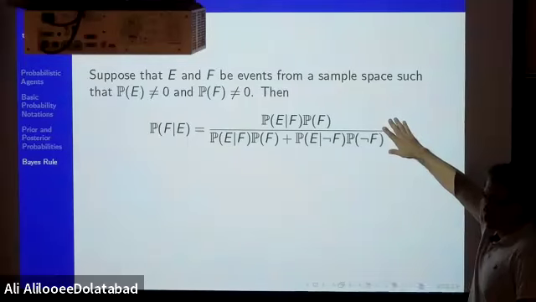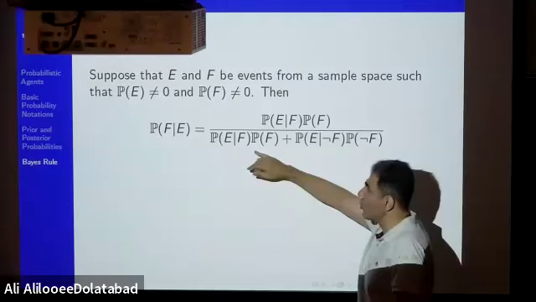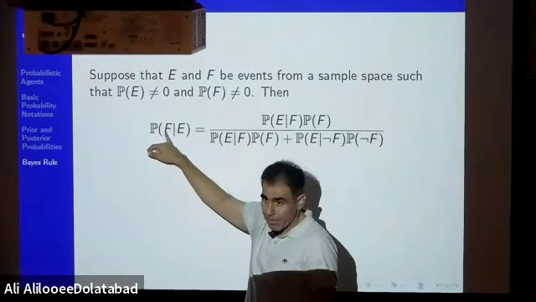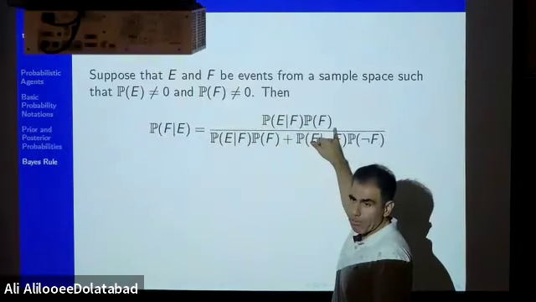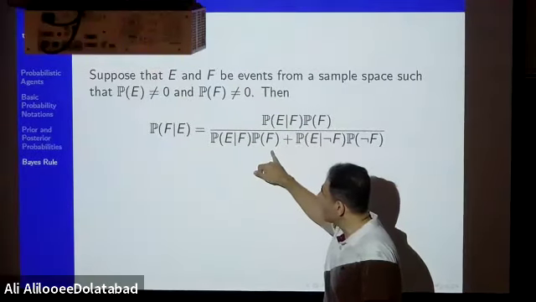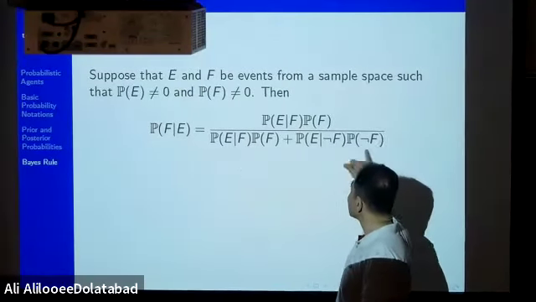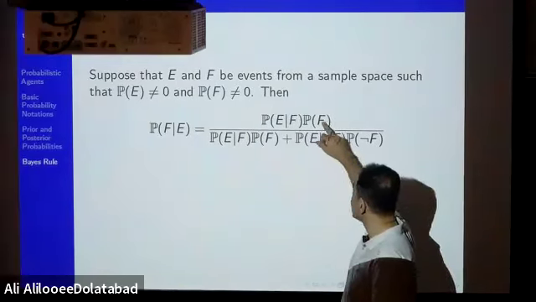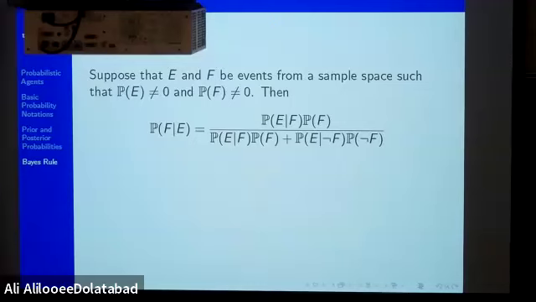Mathematically, the proof of Bayes' rule is very easy. But what is interesting, as you can see, when you want to switch E and F, Bayes' rule tells us that you have to multiply this by the probability of F, and after that, you write the same thing on the bottom, and the same thing this time on the negation of F.